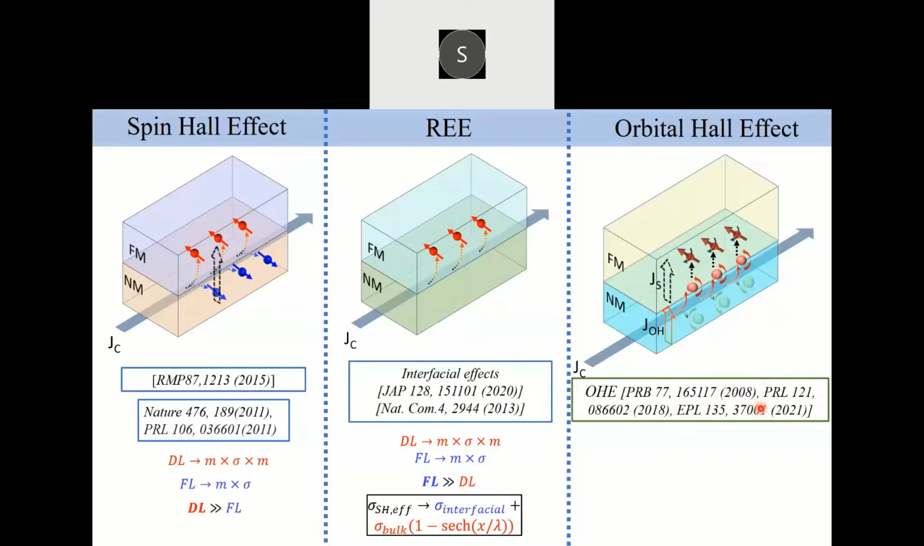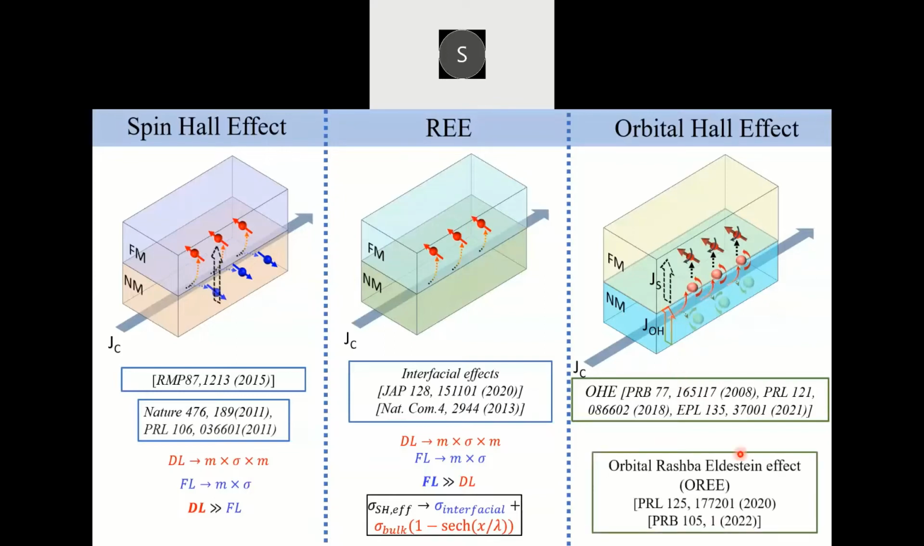We can also think in a similar way to the spin Hall effect and Rashba-Edelstein effect, that at the interface of the non-magnet and ferromagnet there can be an orbital Rashba-Edelstein effect, which has been shown in the following papers.